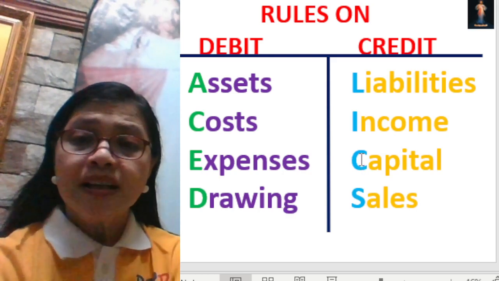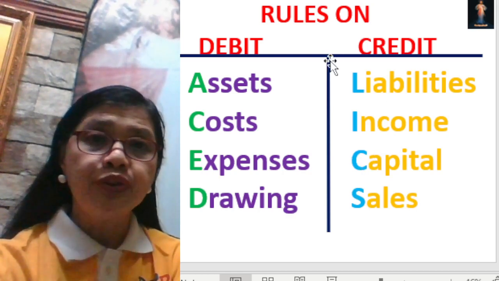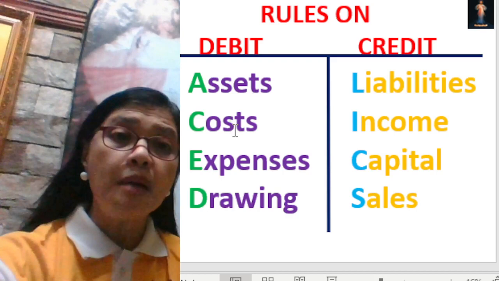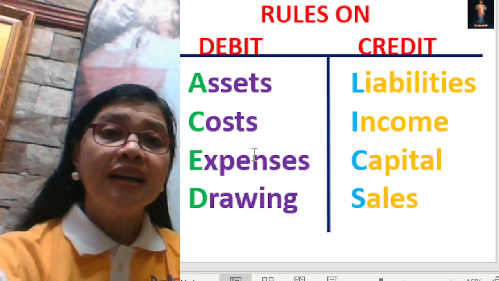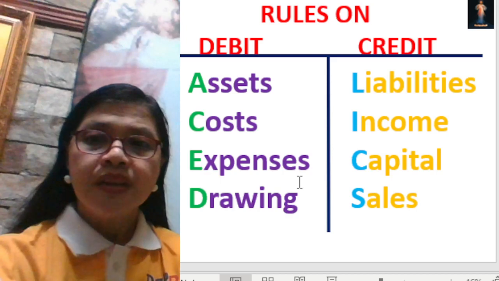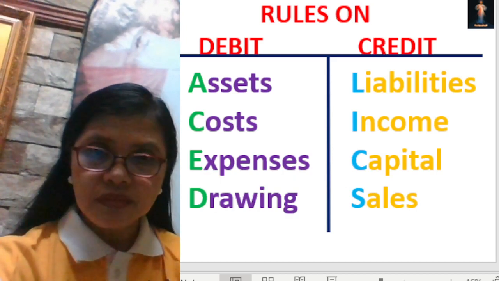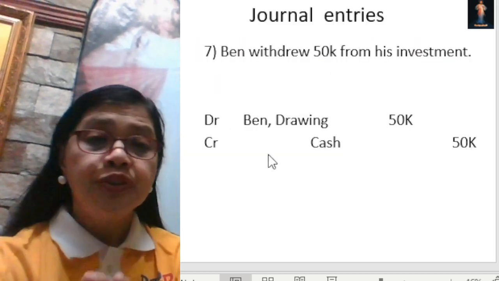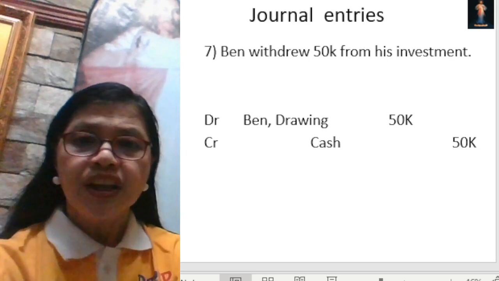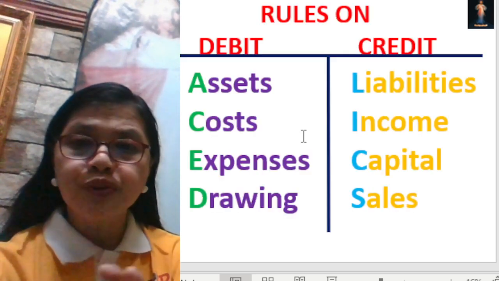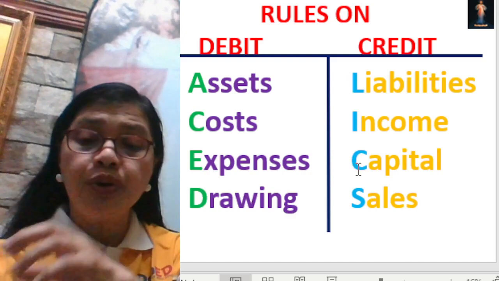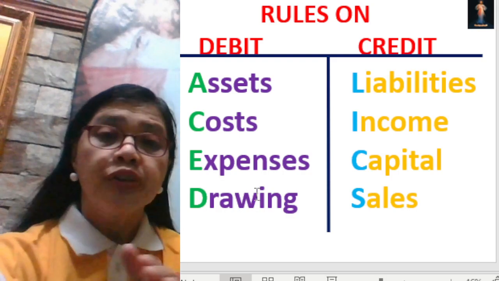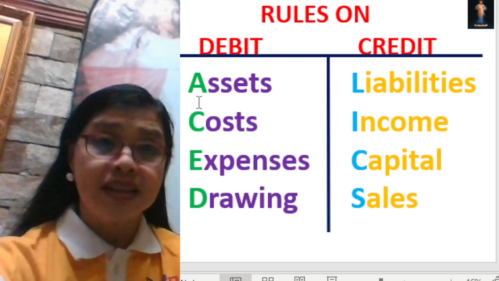Okay? Since capital is on the credit side, the normal balance is credit, but because you want to reduce it, you do the opposite. You debit your capital, sorry, let us see. Sorry, my dear students, you don't have to debit your capital account because a reduction in capital account is through your drawing, which is already on the debit side.